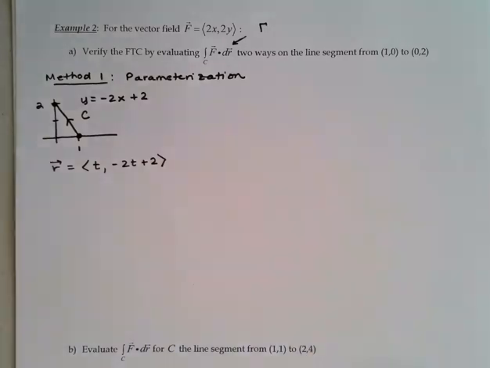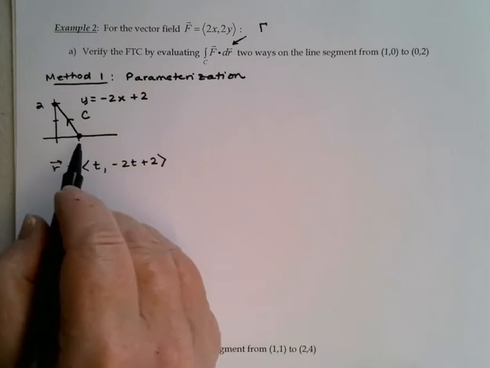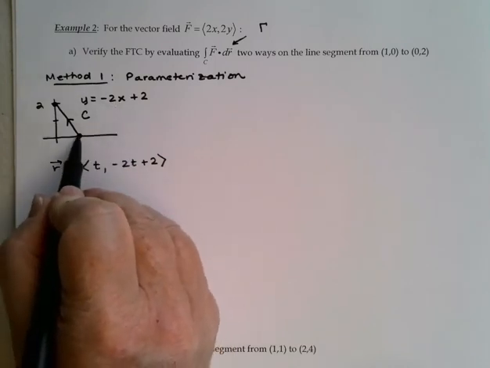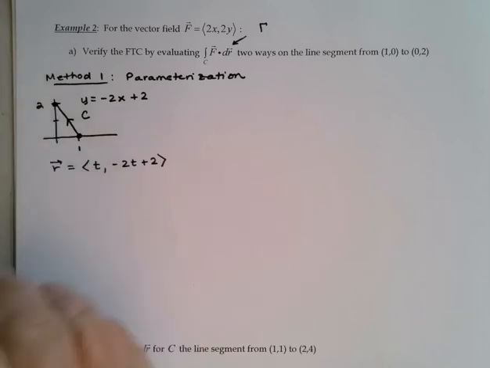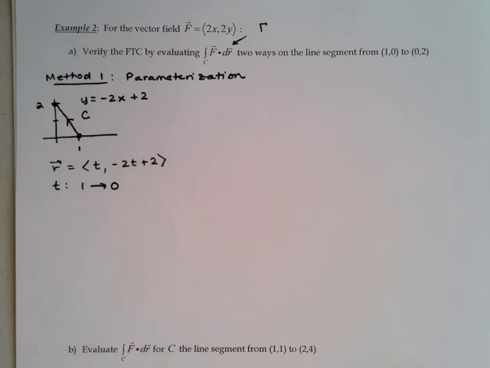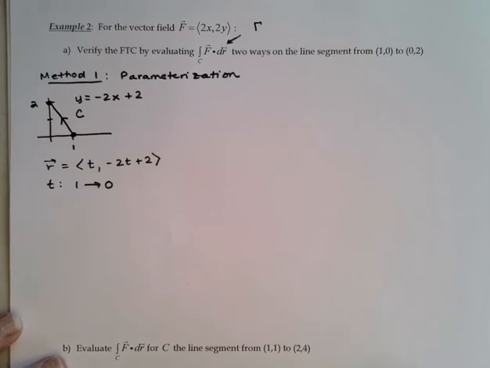Be a little bit careful with this one if you parameterize this way. Notice that because of the direction, the x is the t value, and x starts at 1 and ends at 0. So I'm going to be really careful to write it that way. T goes from 1 to 0. I'll have to be careful to set up my limits of integration to reflect that.